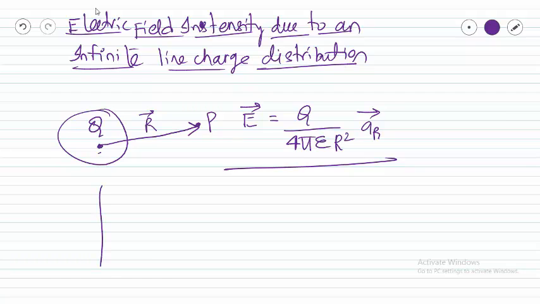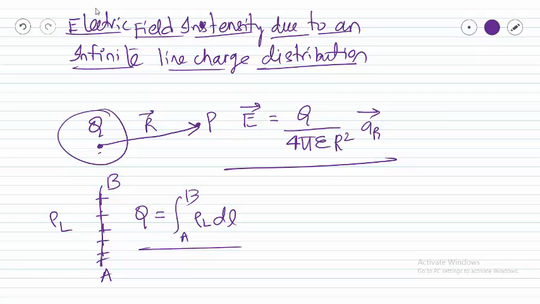If this charge is replaced by a line charge distribution, let us say this line extends from A to B and charge is uniformly distributed on this line. For a line charge the parameter is the line charge density rho L. Last class we have seen that the total charge on this line is Q equal to integral A to B rho L dl.